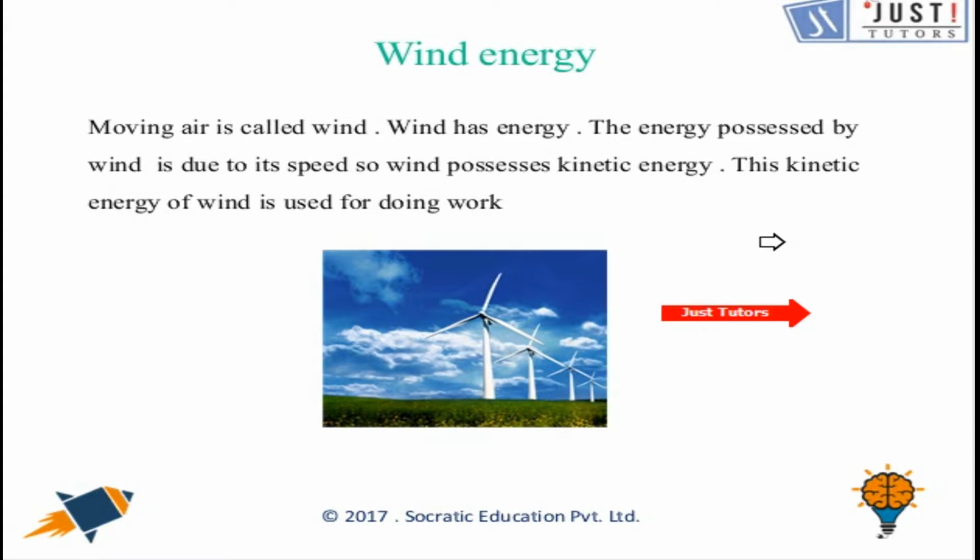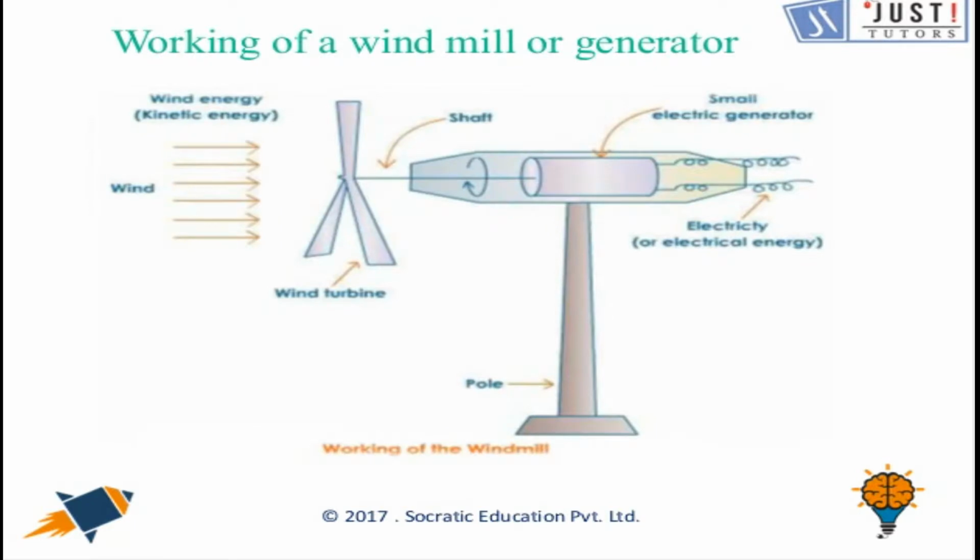The windmill used for generating electricity is called a wind turbine, and the complete setup for generating wind energy is called a wind generator. Let's talk about wind generator in detail. A specially designed wind turbine is connected to the shaft of a small generator. The electricity produced by such an arrangement is not sufficient even for a small town.